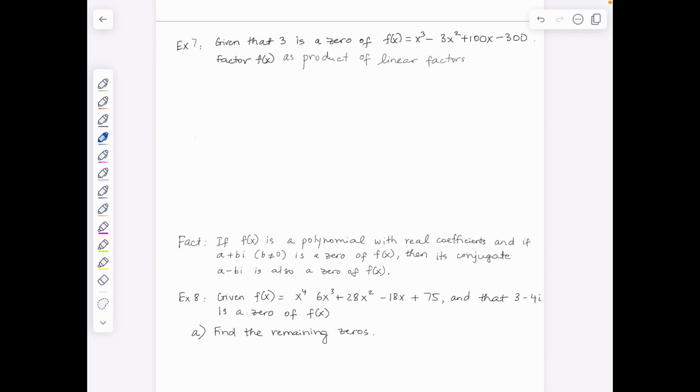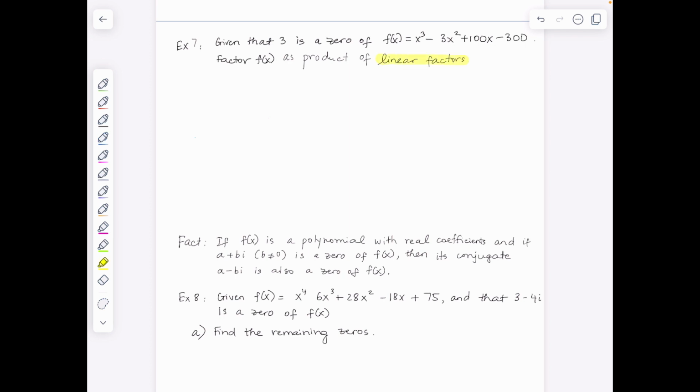In this video, we're going to look further into complex numbers, and we're going to see complex numbers can be used as zeros of a polynomial. So let's look at example 7. Given that 3 is a zero of f of x is equal to x cubed minus 3x squared plus 100x minus 300, factor as a product of linear factors.